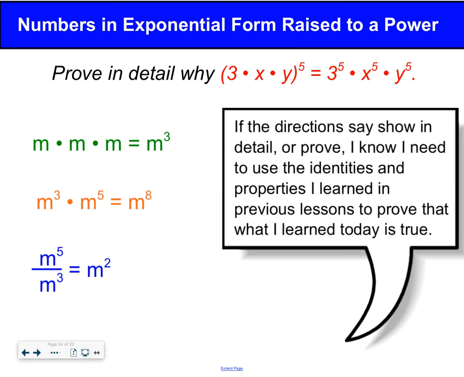First of all, if the directions say show in detail or prove, I know I need to use the identities and properties I learned in previous lessons to prove that what I learned today is true. So some of the things that we may need to use today is this idea of exponential notation. m times m times m is m to the 3rd.